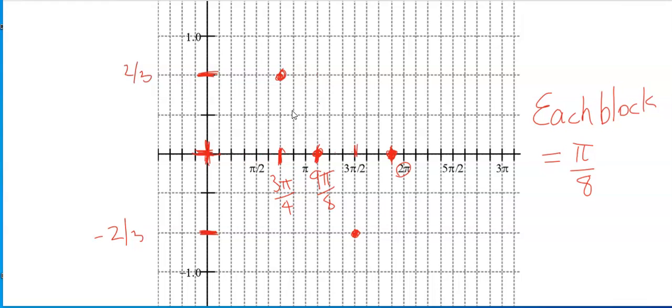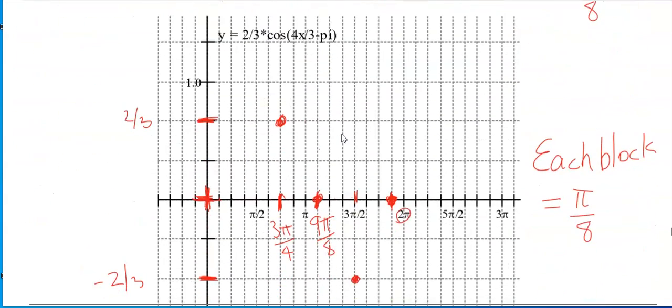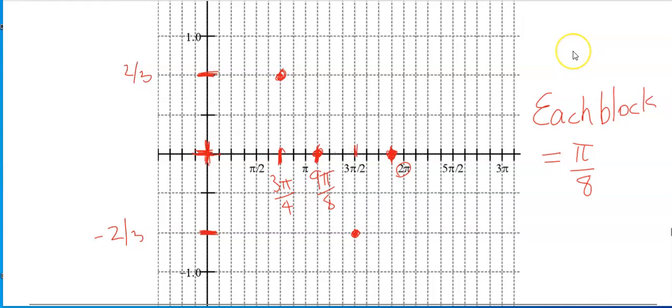Now, let's go back and make sure. Did they ask us for 2 cycles this time? No, example number 3 just said sketch the graph of the function. It didn't say 2 cycles. Well, in that case, 1 cycle is sufficient. Okay, you can graph 1 cycle.